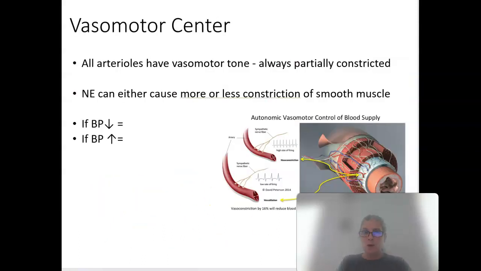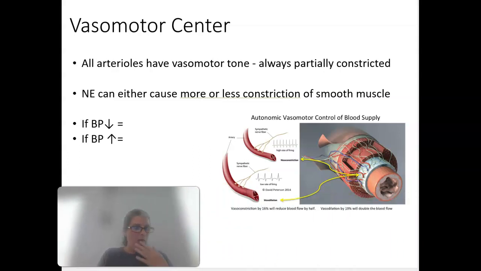So we only have one center. We have a vasomotor center. We don't have an acceleratory or inhibitory.